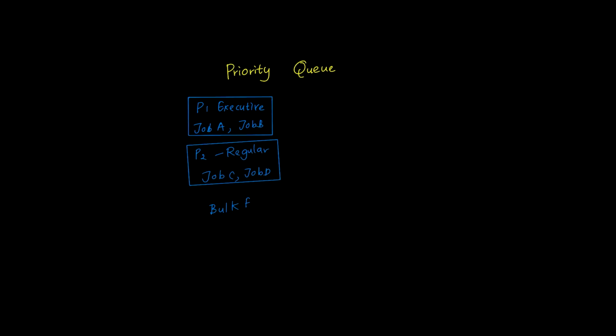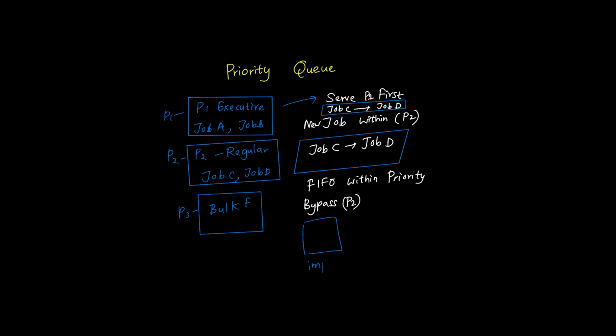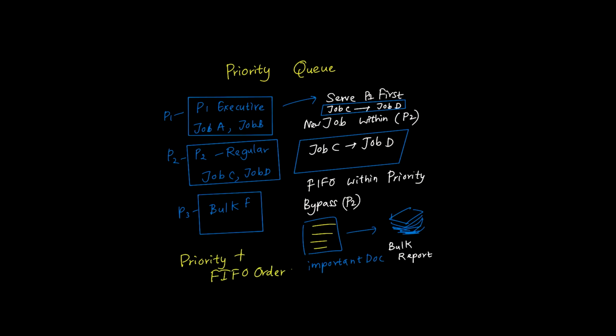Priority queues are perfect for print spoolers because they handle both urgency and fairness. A priority queue maintains elements sorted by priority, but within each priority level it preserves first in, first out order. Imagine executive print jobs get priority 1, regular users get priority 2, and bulk reports get priority 3. All priority 1 jobs print before priority 2, but among priority 1 jobs they print in arrival order. This prevents important documents from waiting behind large reports, while ensuring fairness within each priority class. The queue automatically maintains this ordering as new jobs arrive. It's the best of both worlds, priority and fairness.